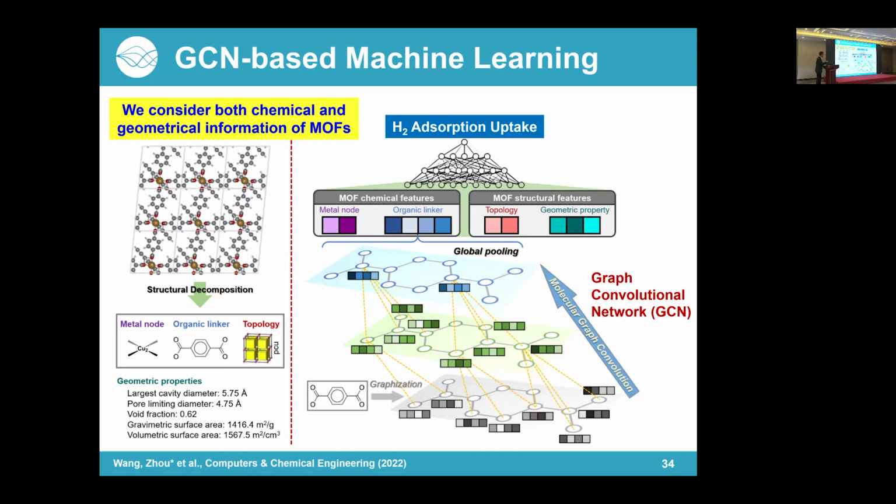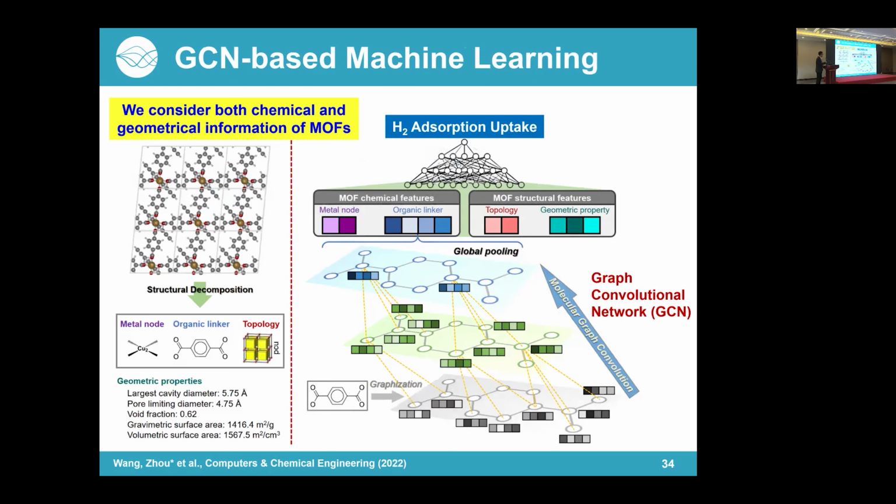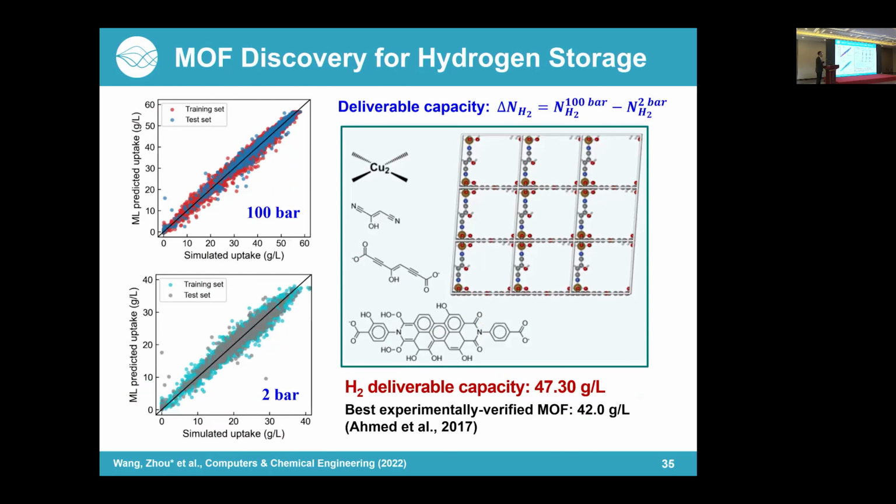So now we developed a graph convolutional network, GCN, based method. Then we embed the MOF organic linker also into the chemical features, and we can use the neural network to predict the adsorption uptake. Then we use this machine learning model to predict the metal-organic framework for hydrogen storage.